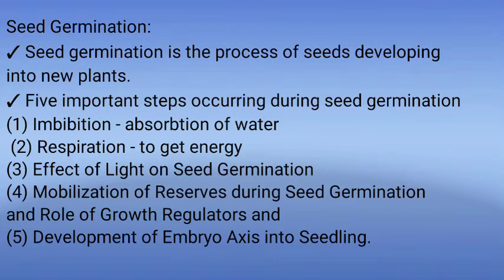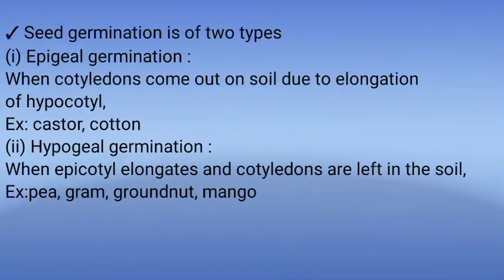We already know the radicle forms the root system and the plumule forms the shoot system. These two are the parts of the embryonal axis. Seed germination is of two types. Number one, epigeal germination. Number two, hypogeal germination.